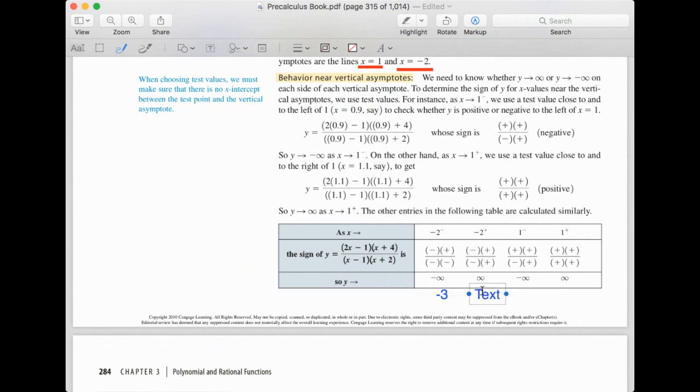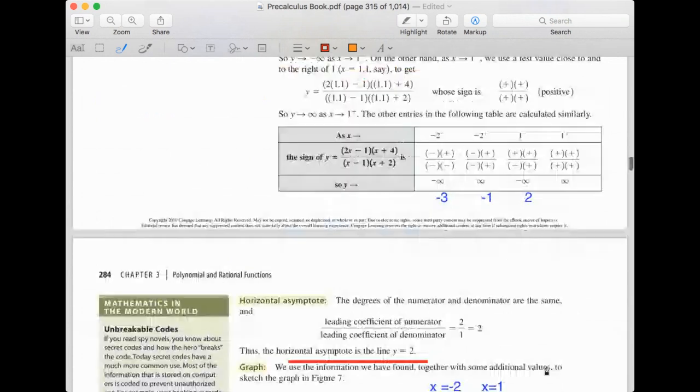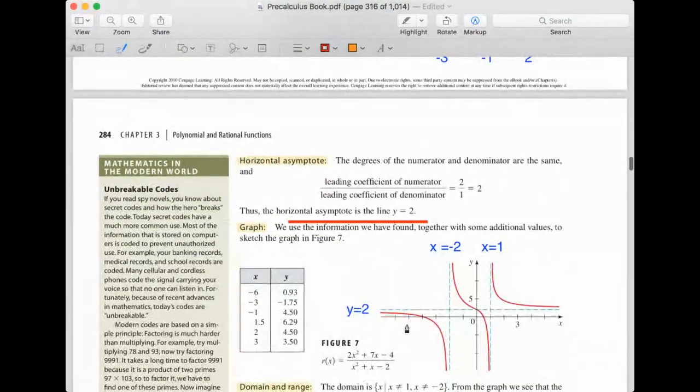From negative 2 up to 1, we can pick maybe negative 1 in this case. From 1 and above, maybe we can think about 2. Right? So pick some values to see, okay, where is the y value.